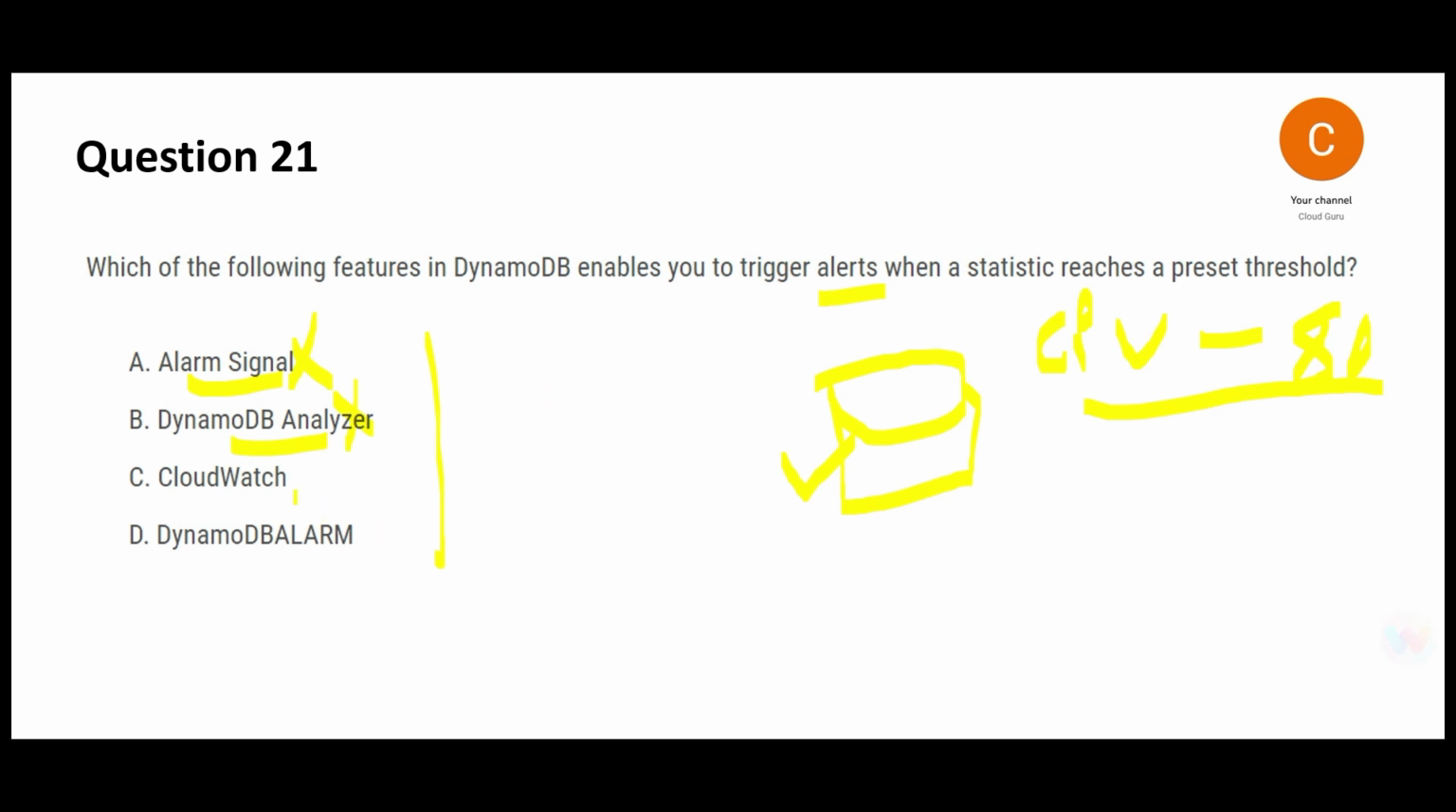So B is wrong. C looks correct, like I showed you in the first part where CloudWatch is born to do this. It is born to monitor services. It is born to raise alarms if there is a metric spike. So CloudWatch would be my answer, but let's look at what is DynamoDB alarm.